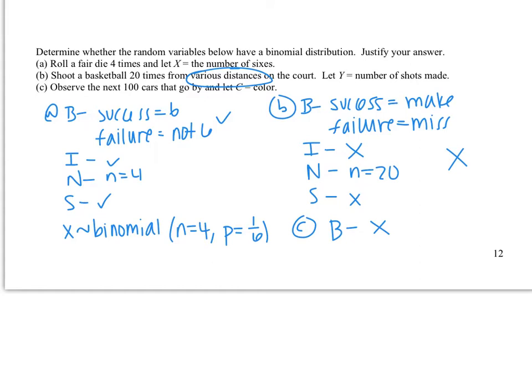So now that we are able to identify binomial, we also need to be able to calculate probabilities using binomial distributions. So that's what we're going to do on the next page.